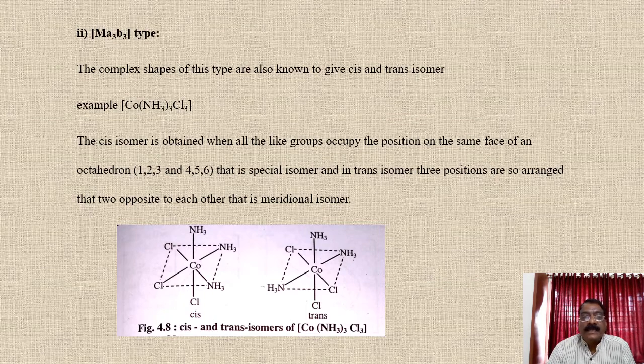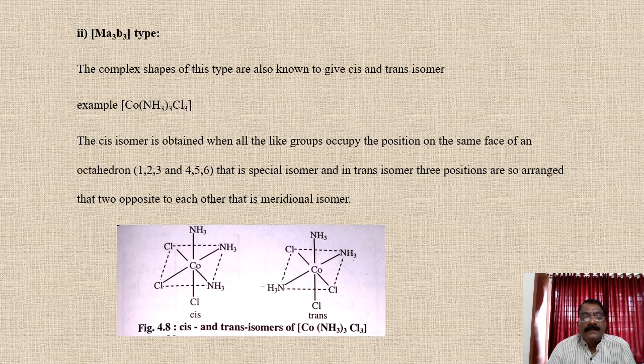And when one of the ligands is opposite to the other, that is, the 1 and 6 positions are opposite to each other, when similar ligands are at the 1 position and 6 position, it is called trans isomerism. So in this case, see here.